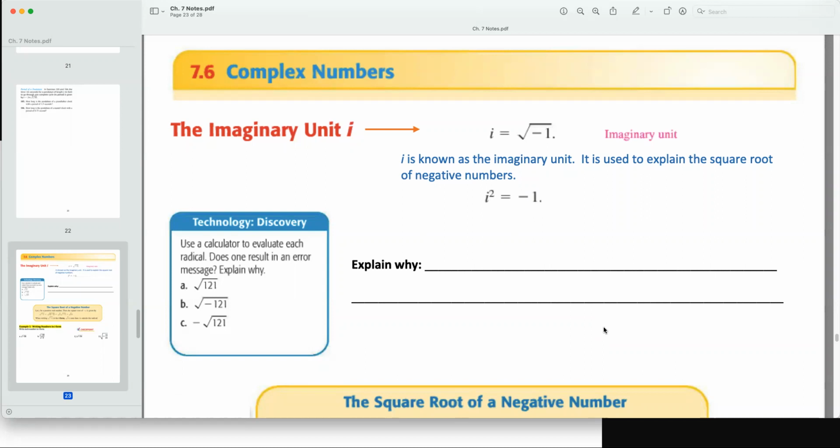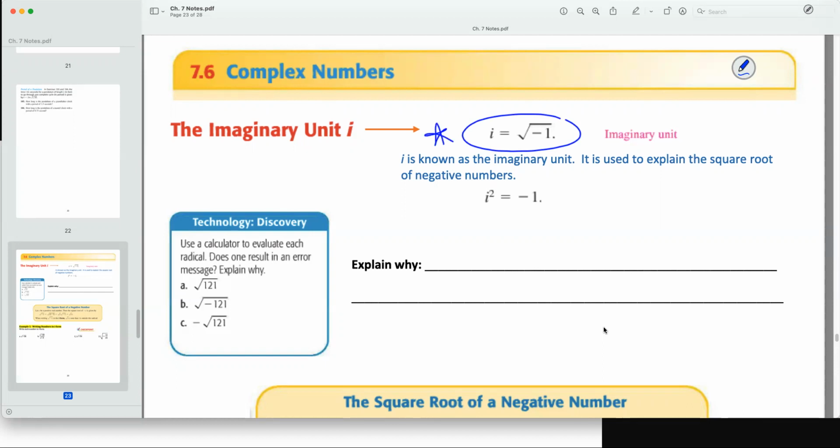For this section, complex numbers, we're going to start with just learning the imaginary unit, and you have to just memorize these two things. With these two things, you'll be able to simplify every expression that is considered to be non-real, which is imaginary. So these two things are super important. The square root of -1 does not exist in the real number system.